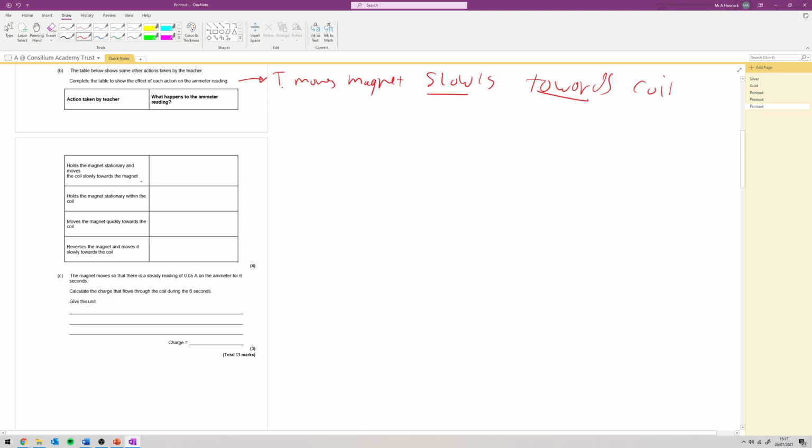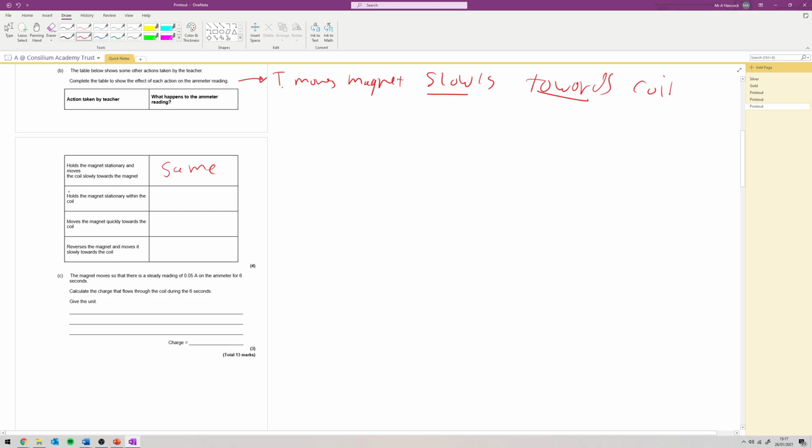If the coil was still and I move the magnet towards it, or if the magnet was still and I move the coil towards it, they're both the same, so it should have the same reading on the ammeter. So what happens to the ammeter reading? Well, it should be the same. You could say it doesn't change if you want to.